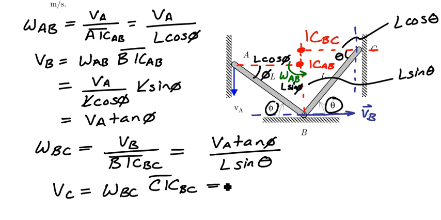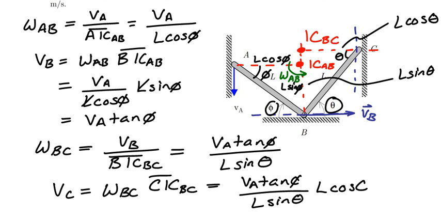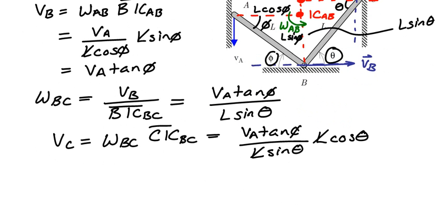And if I do some substitution here, this is going to give me VA times the tangent of the angle phi, divided by L times the sine of the angle theta, times, in this case, L times the cosine of the angle theta. In this case, the L's are going to cancel out, and what I'll end up with is that the speed VC is equal to VA times the tangent of the angle phi divided by the tangent of the angle theta. From here you can just plug in numerical values for VA as well as phi and theta and get your final result.